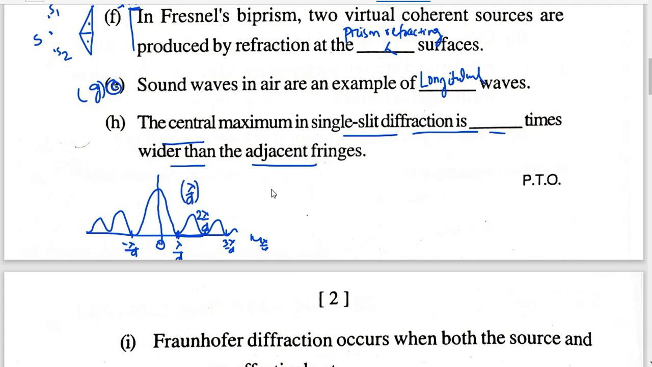So our separation is exactly lambda by d, that is the angular separation. For the central maxima, what is the separation? The left side minima is minus lambda by d, and the right side is lambda by d. So the separation is 2 lambda by d, which is actually double the separation of the other maxima. So the central maximum in single slit diffraction is 2 times wider than the adjacent fringes.